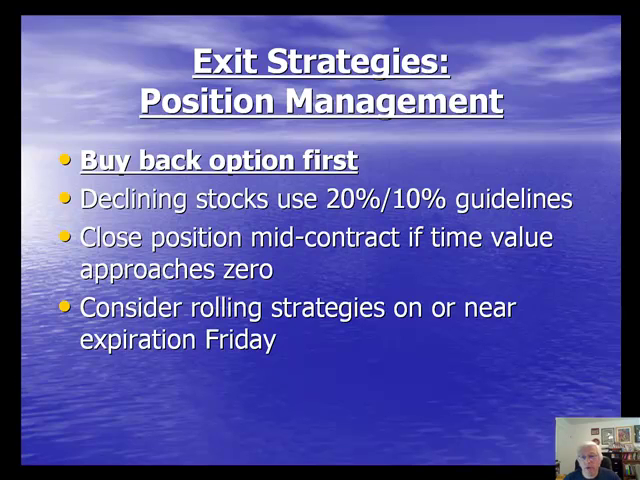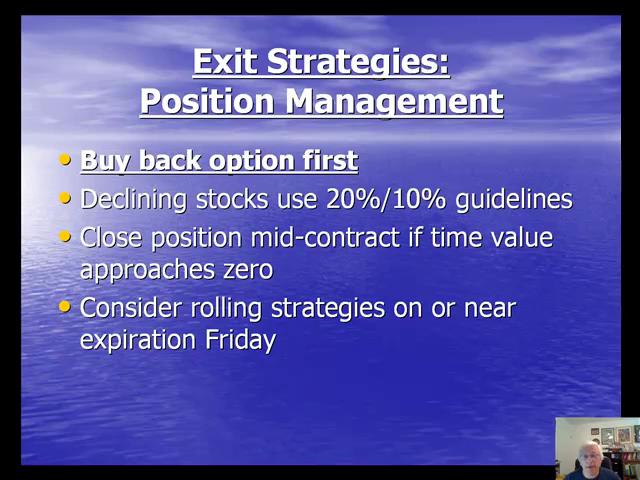For declining stocks, we use the 20%, 10% guideline. We're willing to buy back an option premium in the first half of the contract cycle for 20% or less of the original option sale, and in the second half of the contract cycle for 10% or less than the original option sale. Sometimes we'll close our position mid-contract if the price of the stock has gone way up, leaving the strike price deep in the money. When that happens, the time value of the option premium approaches zero, so we can get out of our position at no cost to us or little cost.